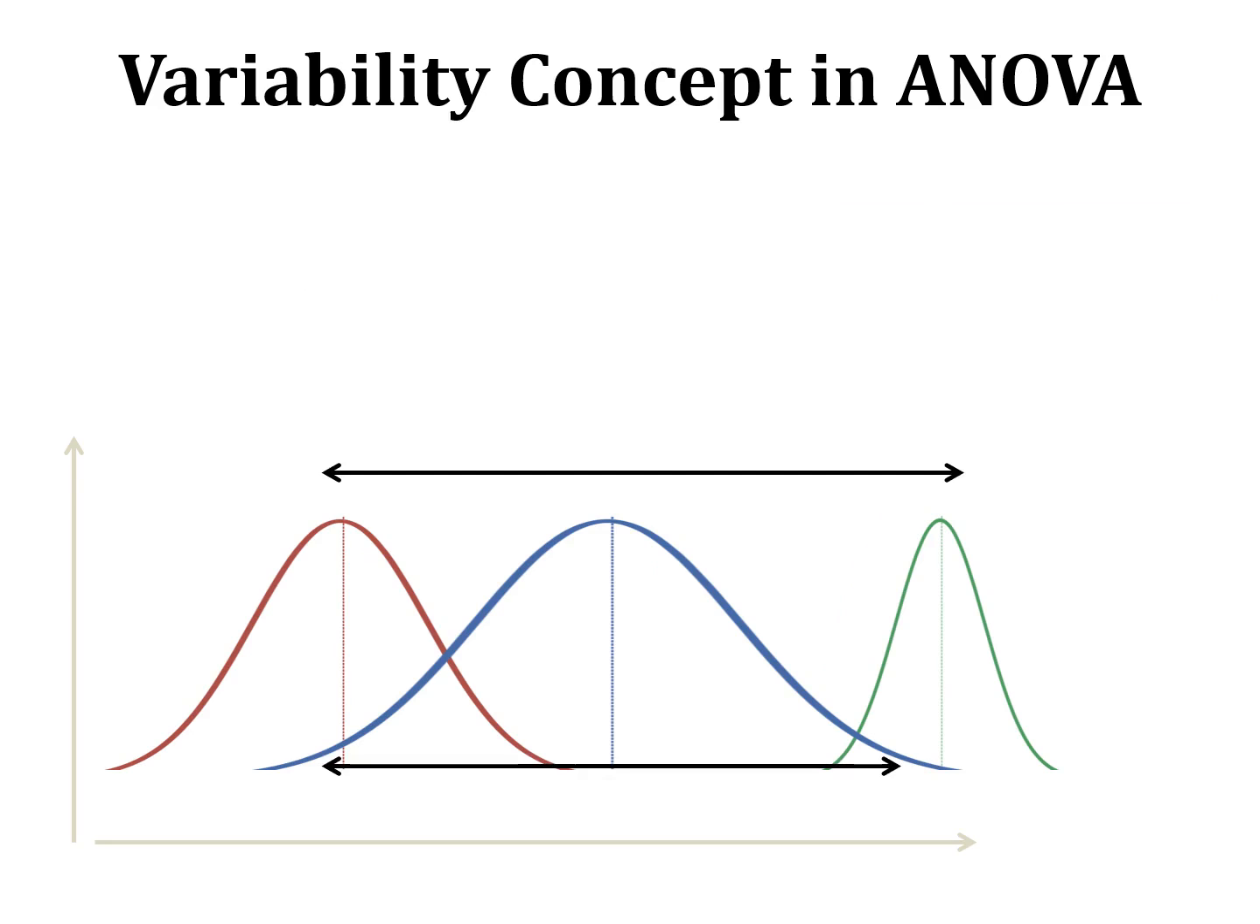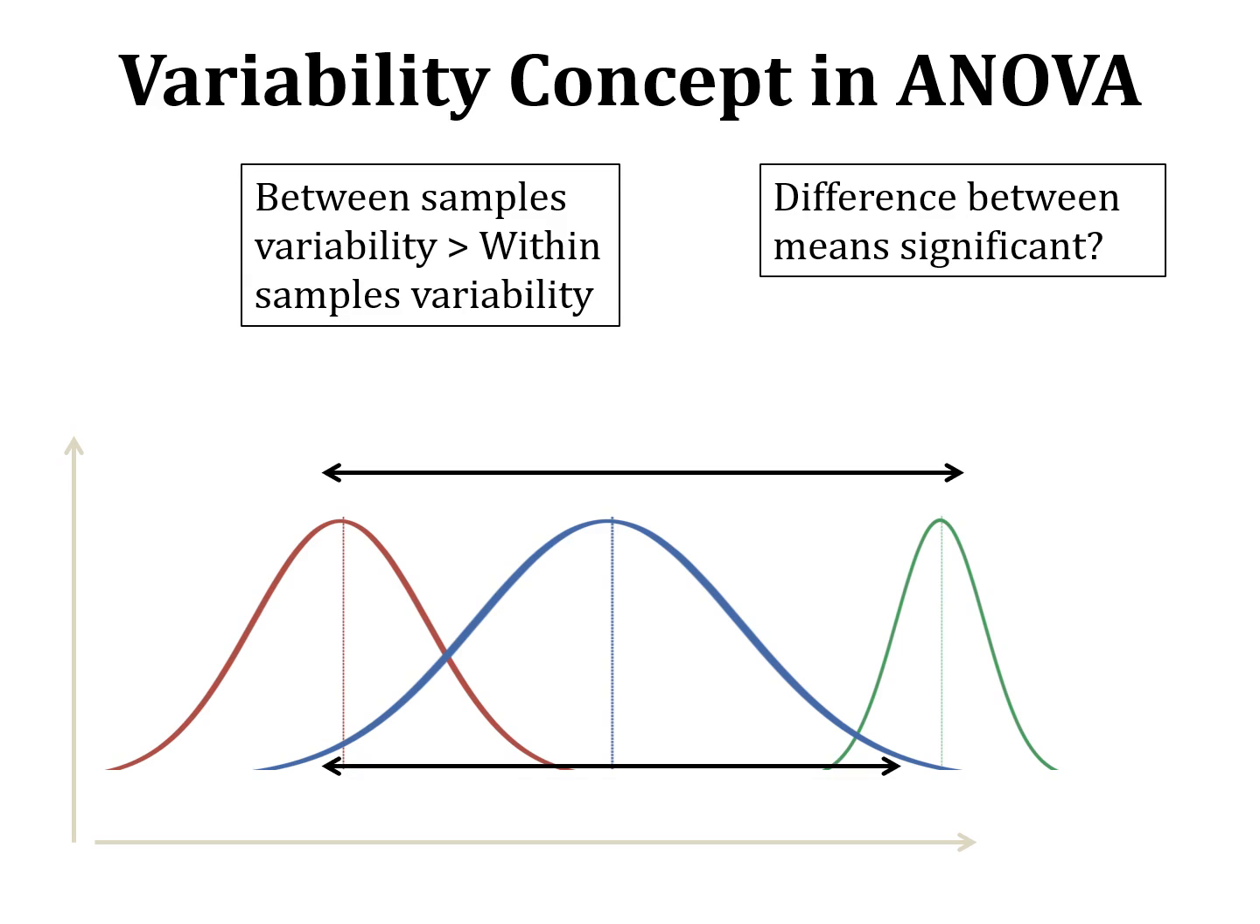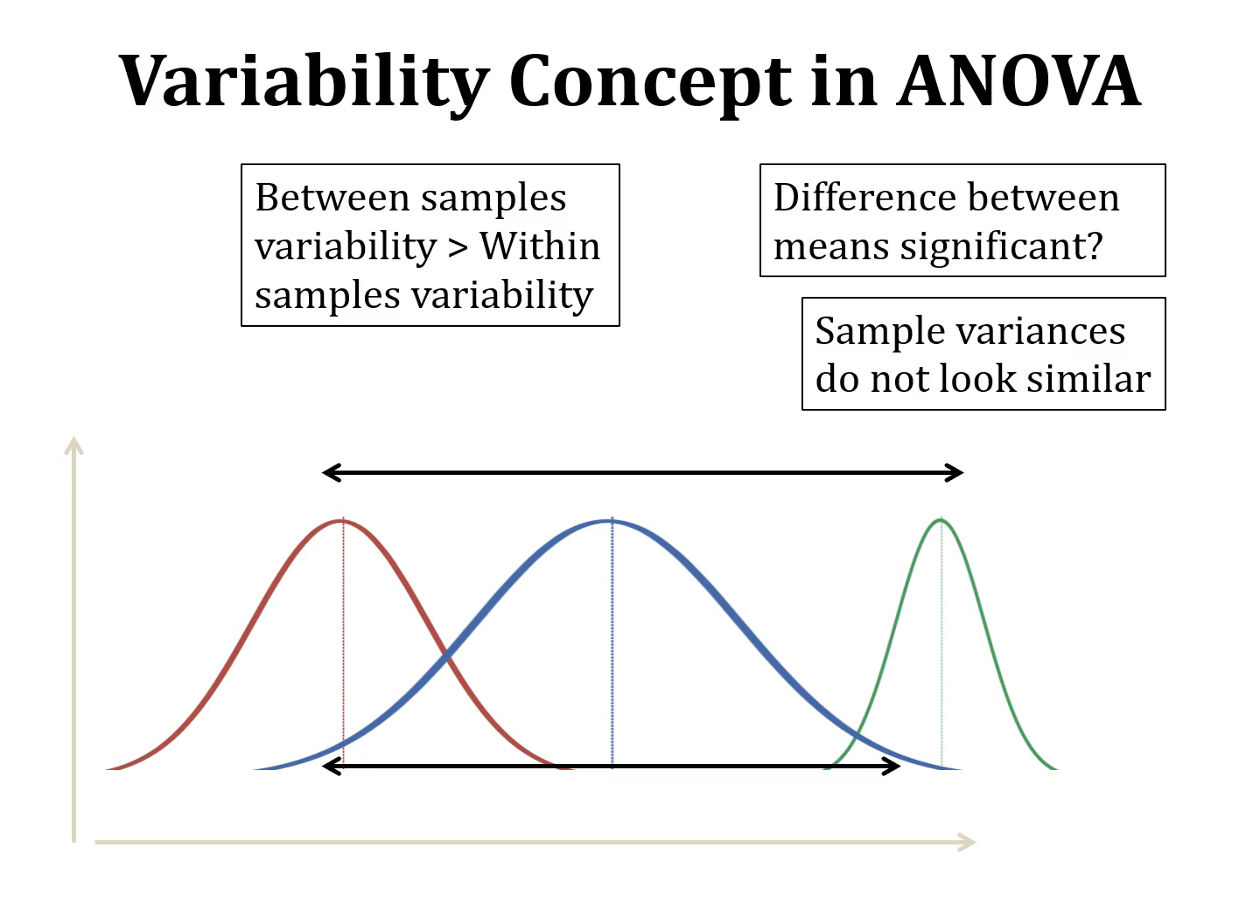Now here we have another situation, and in this case also the between samples variability is greater than within samples variability. But in this case, the population variances are not similar. So is the difference between means significant? We are not sure, because the sample variances do not look similar, and unless we do the statistical calculation, we cannot say that the differences in the means are significant, right?